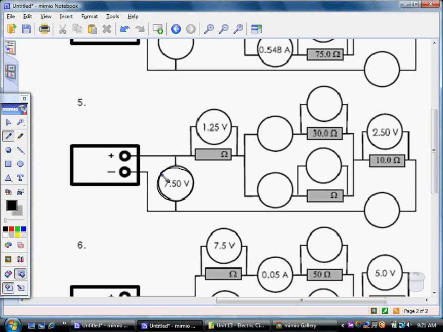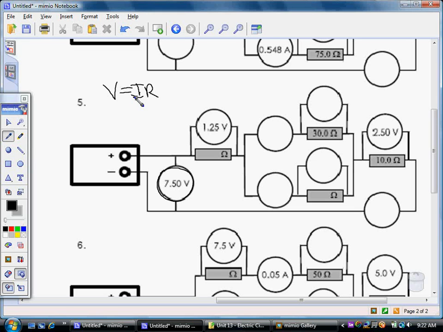So when we do this one, we're going to use the equation V equals IR all the time in different forms. So first thing I want to do is look for where do I have 2 of the 3 variables in V equals IR. First place I find it is going to be right here at the end where I have the 2.5 voltmeter and a 10 ohm resistor.